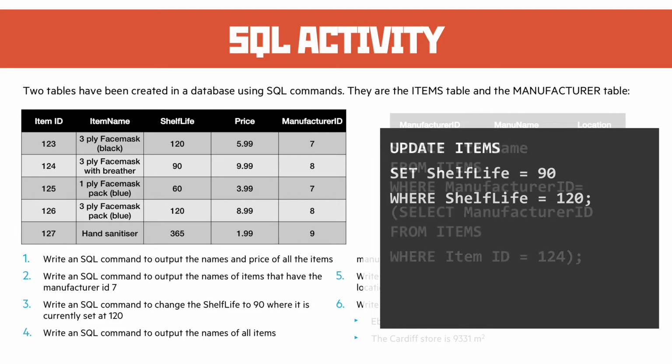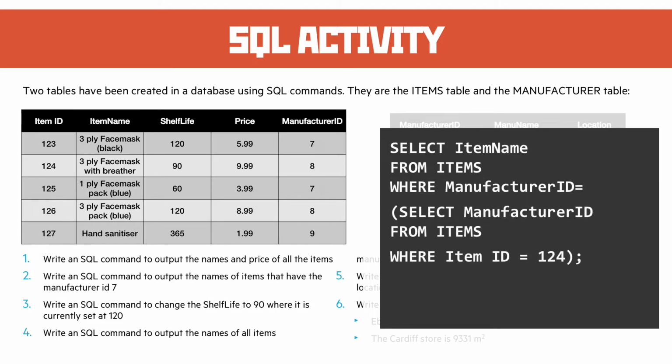Write an SQL command to output the names of all items where the manufacturer is the same as item 124. So this is reasonably straightforward. It's a simple select query, so select item names from items where manufacturer ID equals, and then we just do brackets and do a subquery. And that's another query that just goes and finds the manufacturer ID of that item ID.